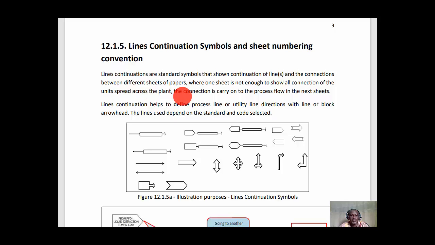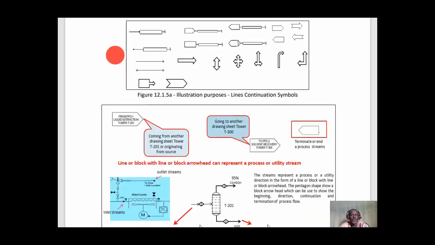Line continuations are standard symbols that show continuation of a line and the connection between different sheets of paper, where one sheet is not enough to show all connections of the units spread across the plant. Continuation or connection is carried on to the process flow in the next sheet. Line continuation helps to define process line or utility line direction with line or block arrowhead. The line used depends on the standard and code selected. Here for illustration purpose, we have different types of line continuation symbols.